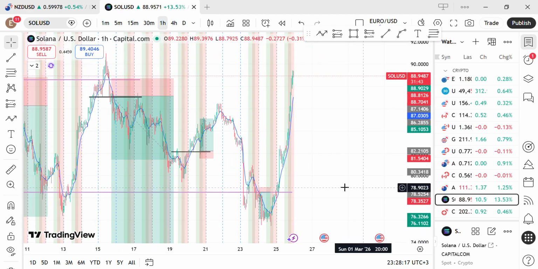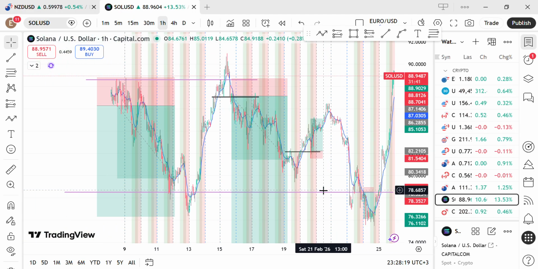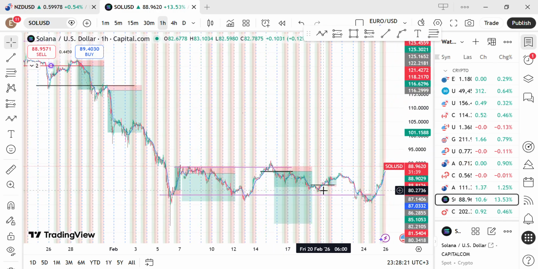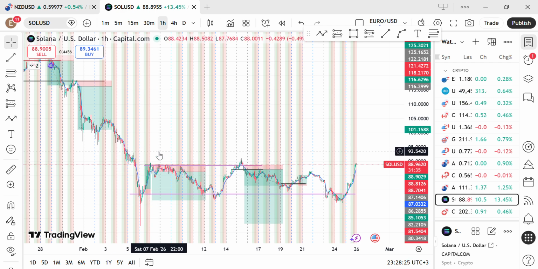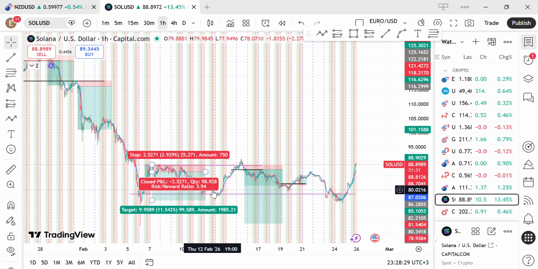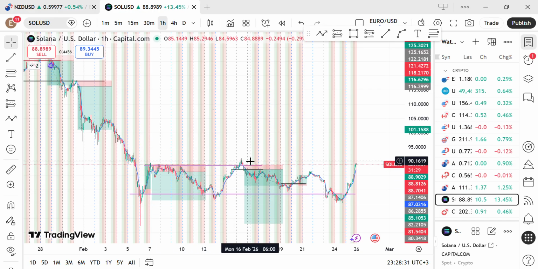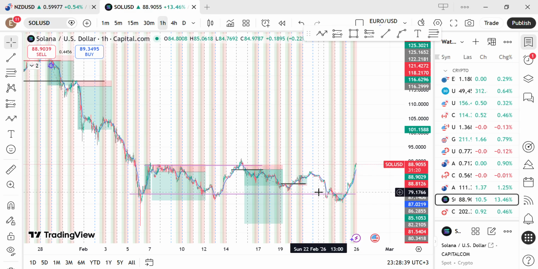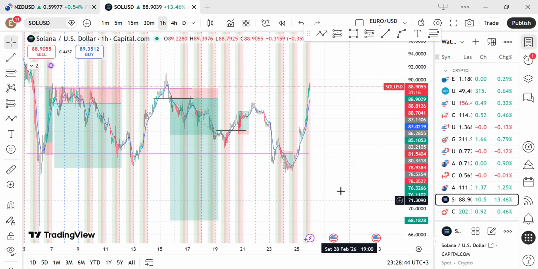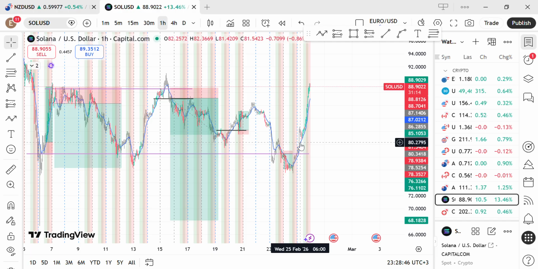So yeah, look at this one, Solana. Price was forming lower low, lower high, lower low, lower high, lower high, higher high, lower high, lower low, lower high, lower low. So price broke here.